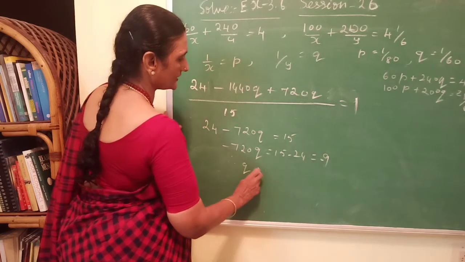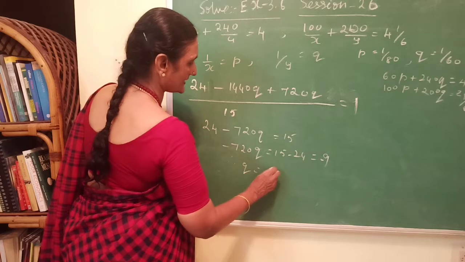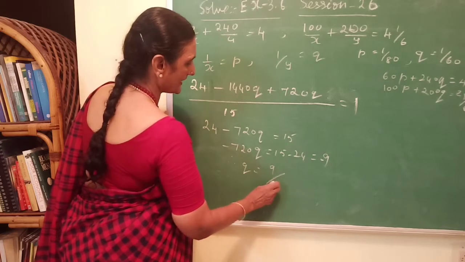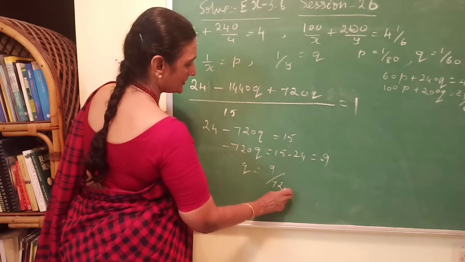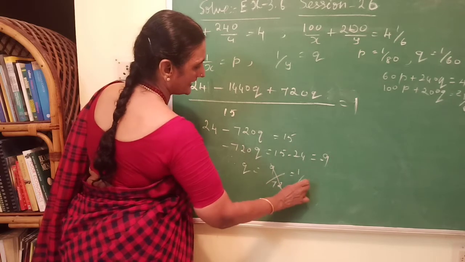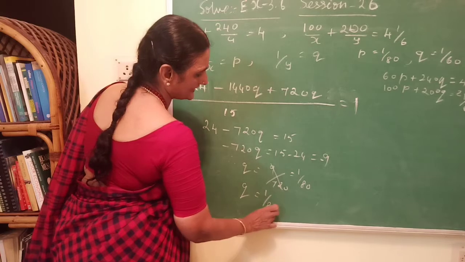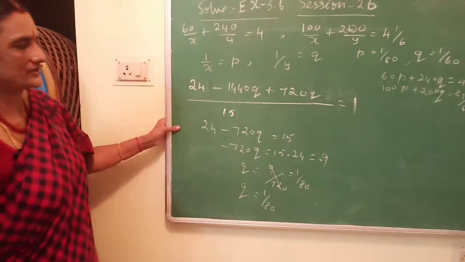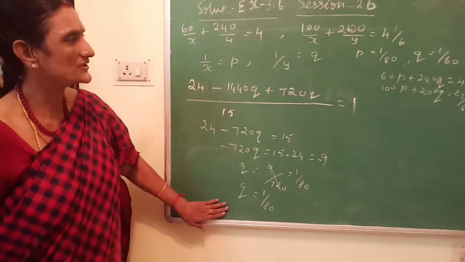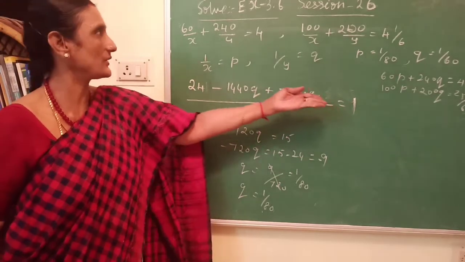Therefore q is equal to, both the negatives will make it positive, 9 divided by 720, that gives you 1 by 80. That is, q is equal to 1 by 80. Now what am I going to do? I am going to substitute in the first equation.